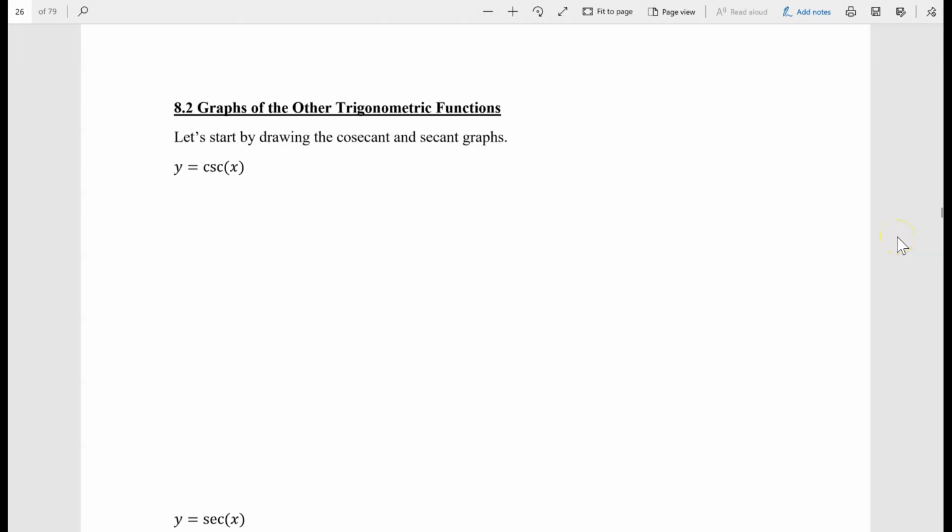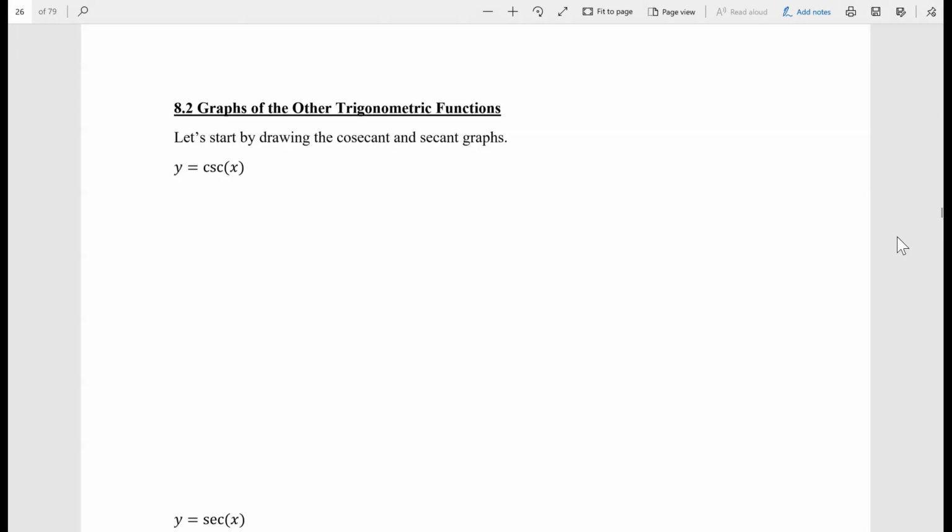This is going to be 8.2, graphs of other trigonometric functions. So we graphed the sine and the cosine function extensively, changing the amplitude, changing the period, and vertical and horizontal shifts. So now we're going to look at the other trigonometric functions. We're going to start with cosecant and secant.